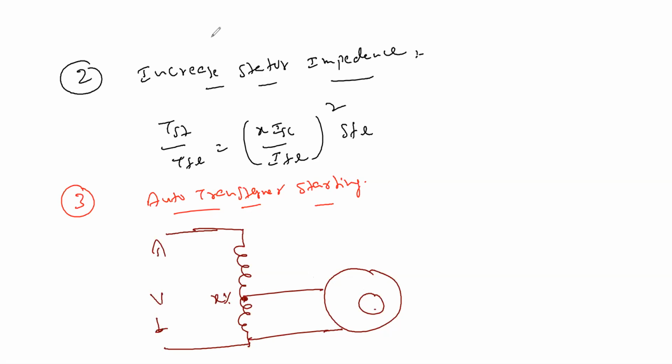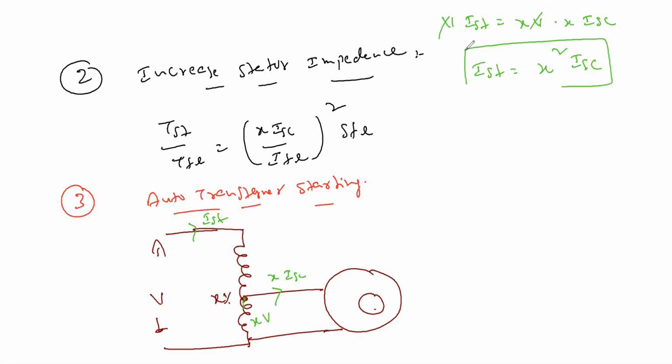What will happen here now? This voltage will be X times V. Voltage is reducing based on the number of turns. Then the current becomes X I_SC. The current also reduces here. The starting current is I_start. According to KVA balance, what should happen? V I_ST equals V2 into I2, X V into X I_SC; V and V cancel out. The starting current is X square I_SC here. Look at this: the current is reduced by X square times.